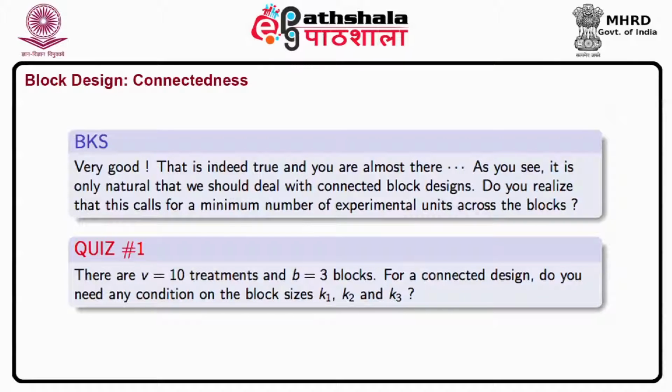As you see, it is only natural that we should deal with connected block designs, because a connected block design should give us a chance of estimating all treatment differences, and that is a prerequisite for testing the null hypothesis of equality of all treatment effects. So therefore, we should deal with a connected block design. So do you realize that this calls for a minimum number of experimental units across the blocks?